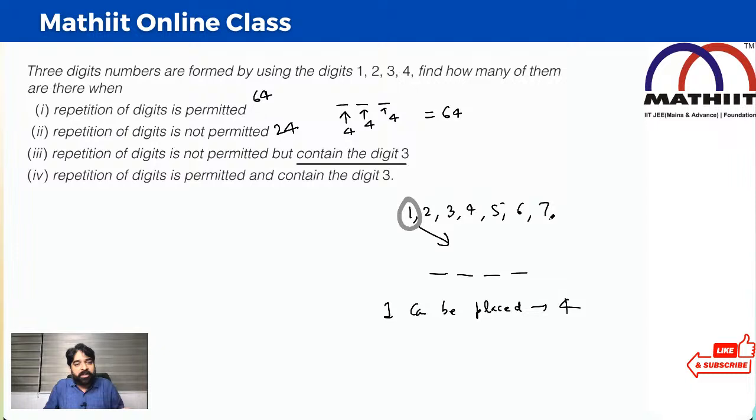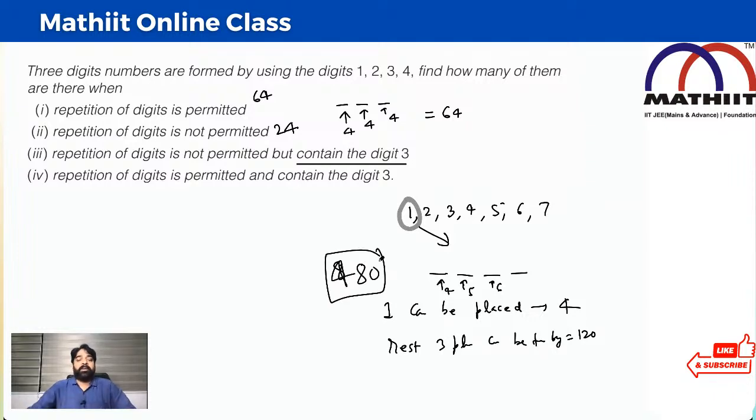Total 7 objects were there. 1 object already placed. Suppose he placed here. So the rest 3 places can be filled in how many ways? This place 6 ways, this place 5 ways, this place 4 ways. Means 30 into 4, 120. So we'll say the rest 3 places can be filled in 120 ways. So total number of ways, 1 should be placed and the rest 3 places should be filled, the total will be 840. Correct? No, sorry, 480.